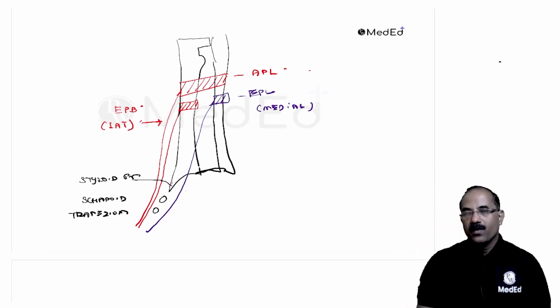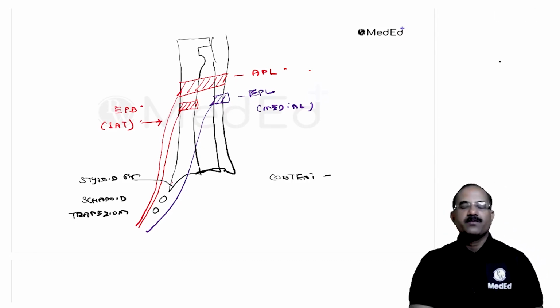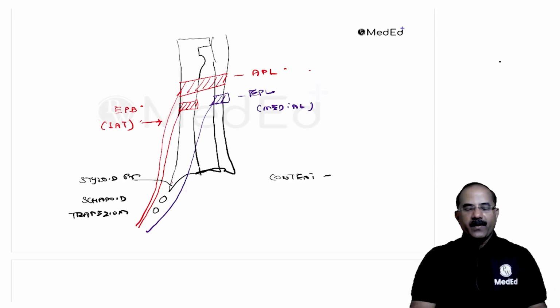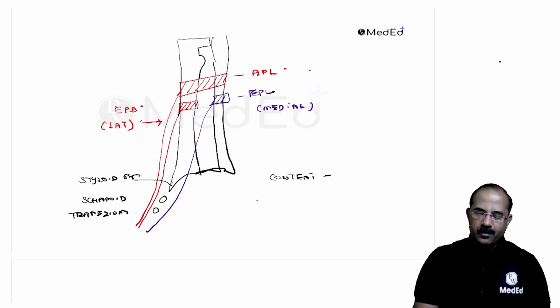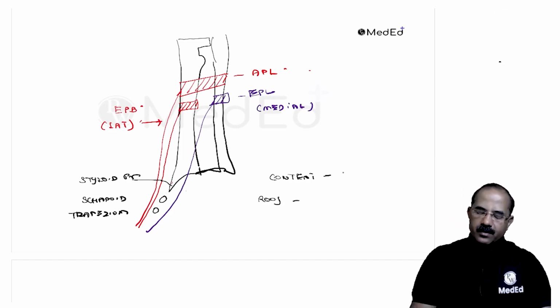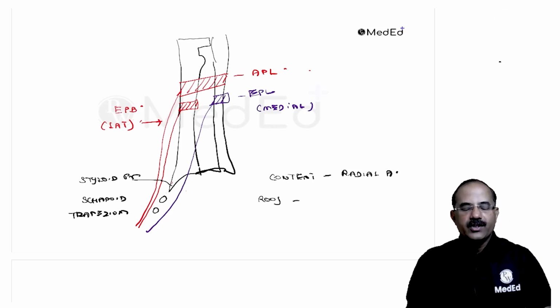What is the content of the snuff box? Who lies in the snuff box? Can anyone answer this? What is the content of the snuff box? Be quick. Any guesses? Content of the snuff box is the radial artery. Very good, Kshitish, very good.